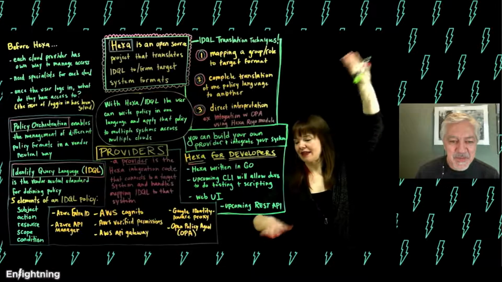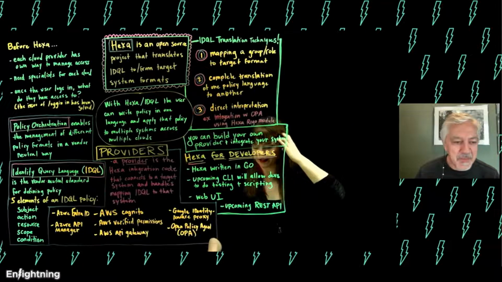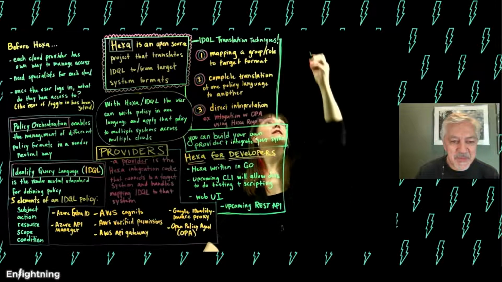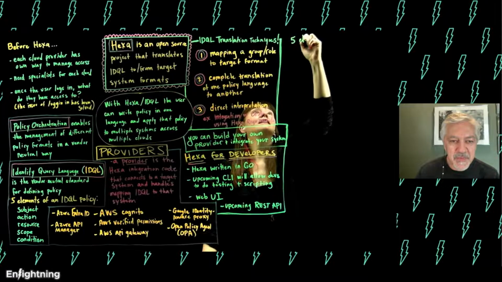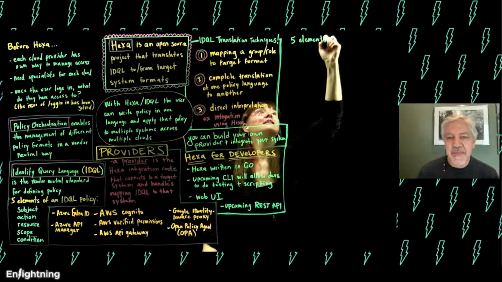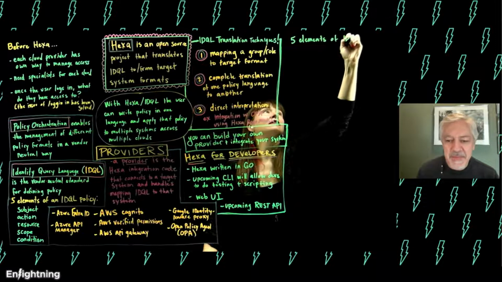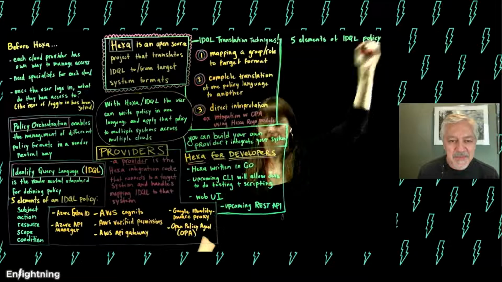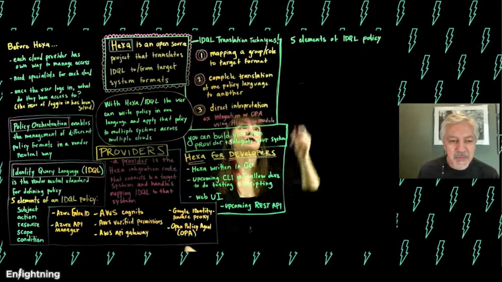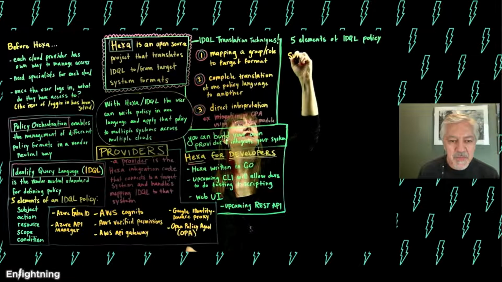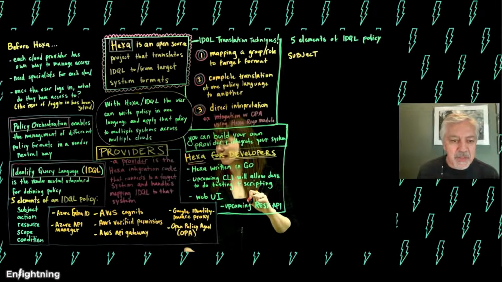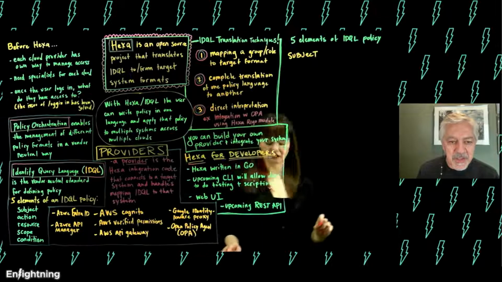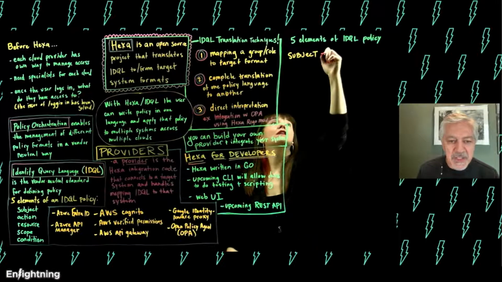So I'm gonna write these up here. 5 elements. Okay, so subject. Okay, what's a subject, please? So typically it's a human user or some kind of machine identity. Okay.